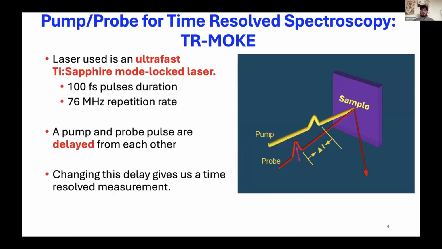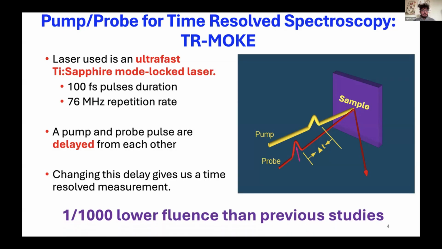So we are using pump-probe time-resolved spectroscopy using an ultrafast titanium sapphire mode-locked laser, whose pulse duration is about 100 femtoseconds and repetition rate of 76 megahertz. By changing the path of the pump and probe pulse using a mirror stage, we can delay them from each other, and by controlling this delay, we can have time-resolved measurements.